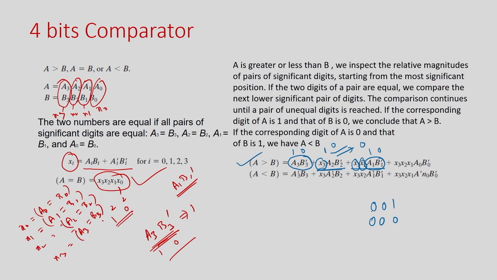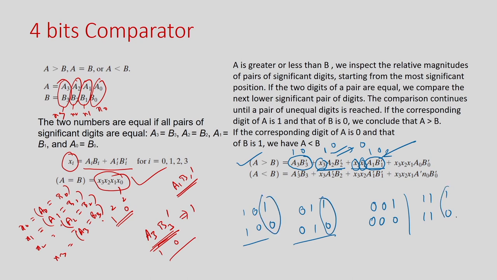The first two bits are the same, it may be this, or it may be 1, 1, 1, 1, 1, 0. It can be this way also, 0, 0, 1, 1, 1, 0, or 1, 1, 0, 0, 1, 0. So, these are the four possibilities. I can reach this place, and in this case, this will always give me that A is greater than B.